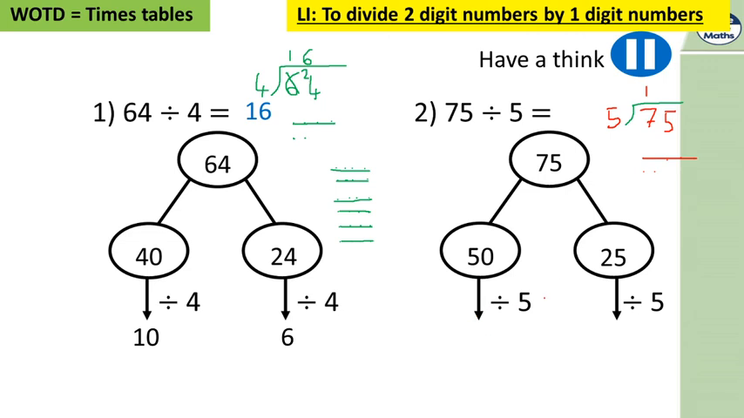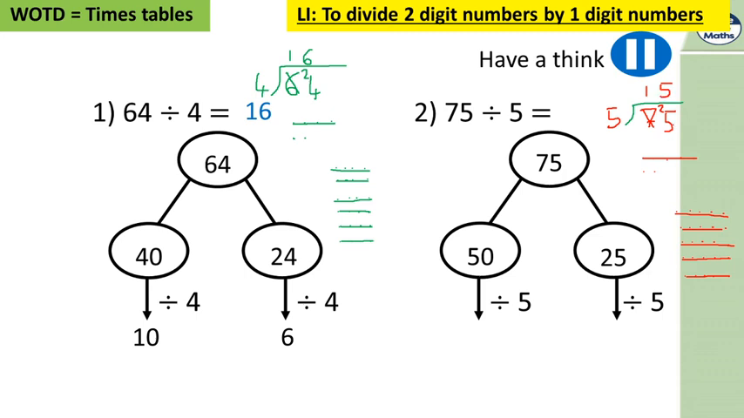So you've already worked out this side. How many 5s can you get in 25? Some of you might have worked out already what that is, but I'm just going to go through it here. 1, 2, 3, 4, 5, 6, 7, 8, 9, 10, 11, 12, 13, 14, 15, 16, 17, 18, 19, 20, 21, 22, 23, 24, 25. 1, 2, 3, 4, 5 groups of 5.